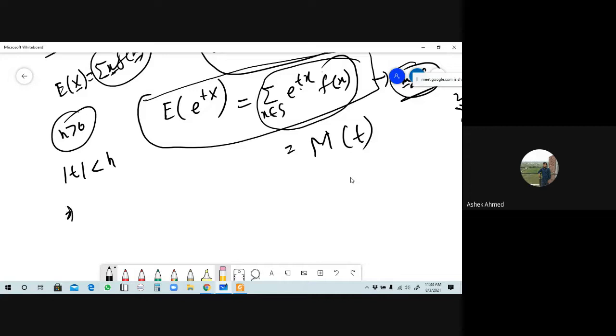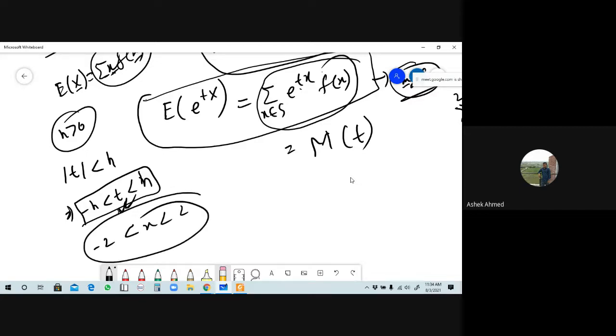If you apply the inequality, this will be minus h is less than t is less than plus h. Is it right? Minus h is less than t is less than plus h here. So from here, can you say 0 satisfies this inequality? Respond to me. Does 0 satisfy this inequality? If we take any number from -2 to 2, does 0 lie between them? Yes, sir, it does. Correct.